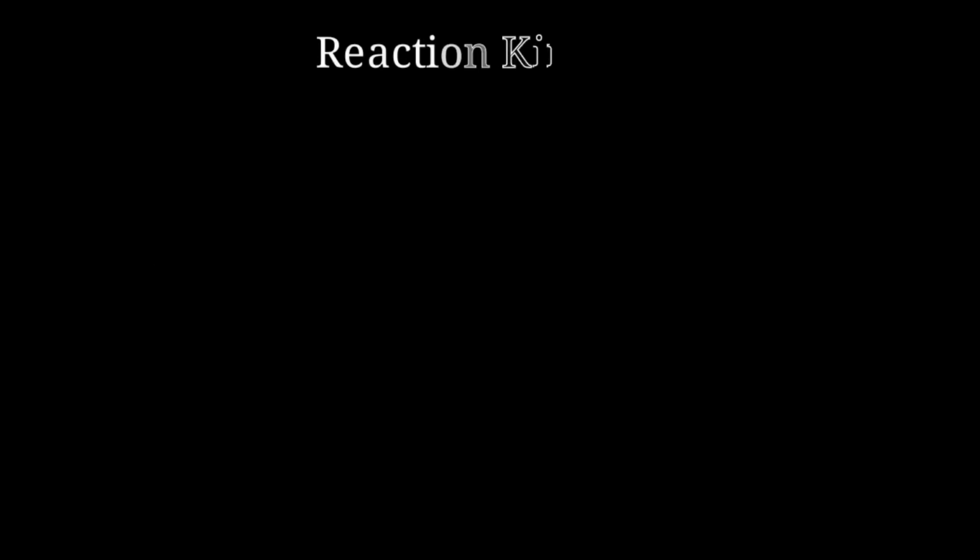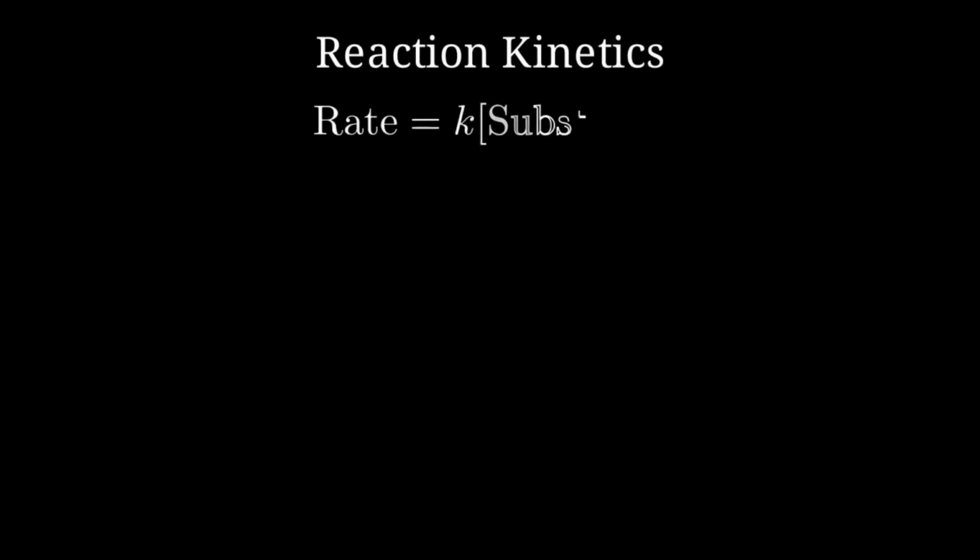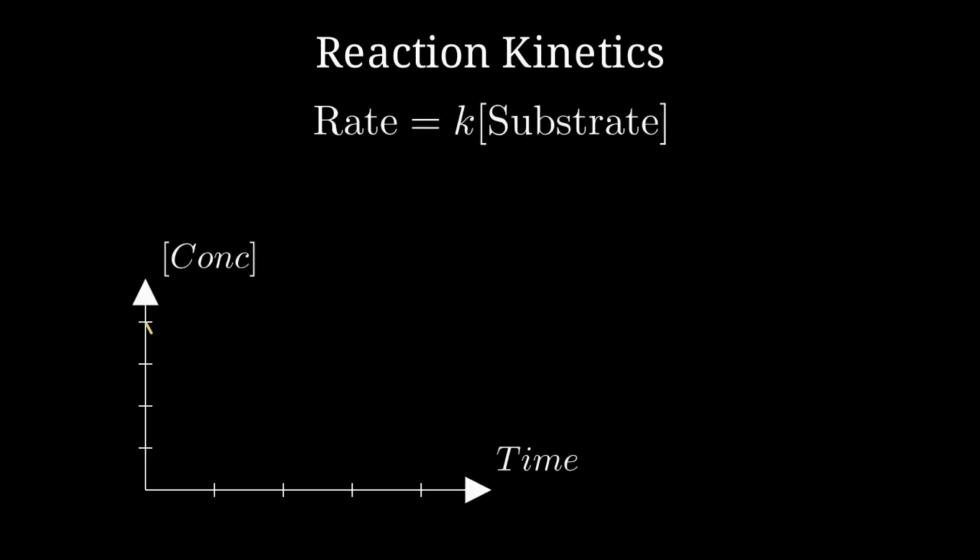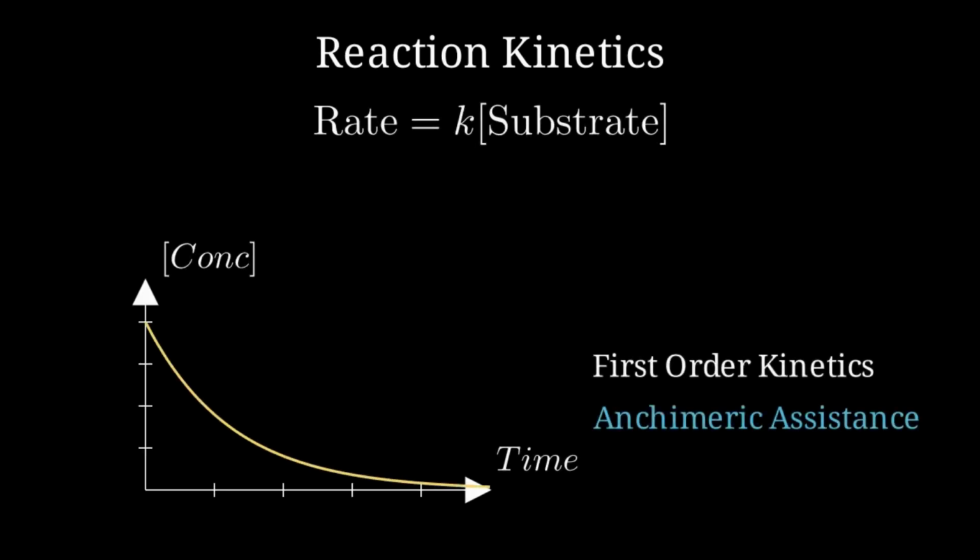The kinetics of this reaction are typically first order with respect to the substrate. Because the rate-determining step is the internal attack, the concentration of the external nucleophile often does not appear in the rate equation. This is known as anchimeric assistance.